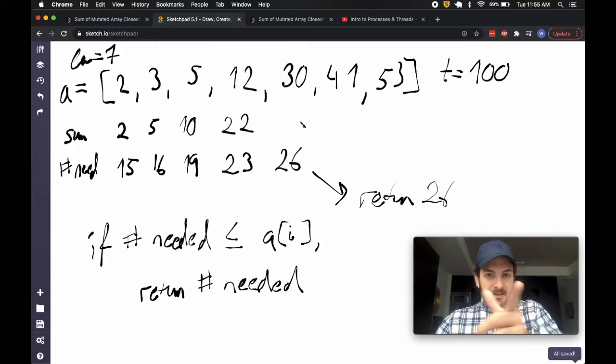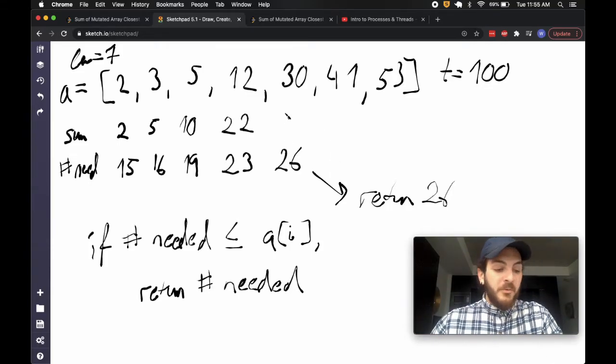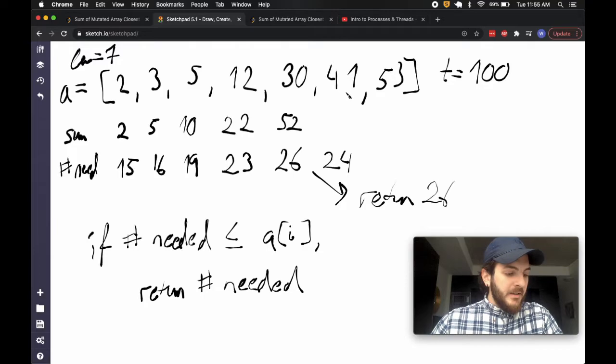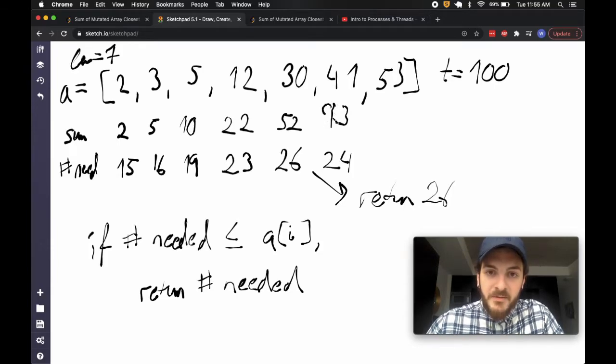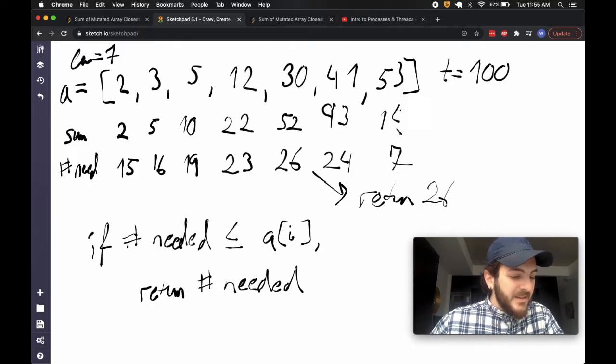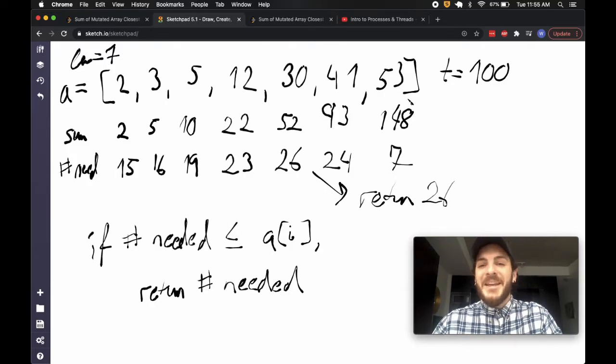If we were to hypothetically keep filling this array, I just want to show you guys what that would look like. We would get here to 52, and then from here on out we would need 24 here. This would be 93, and then we'd have 7, and that is the worst 9 I've ever seen. 93, 7, and I think 148 would be our sum, so this wouldn't even make any sense.